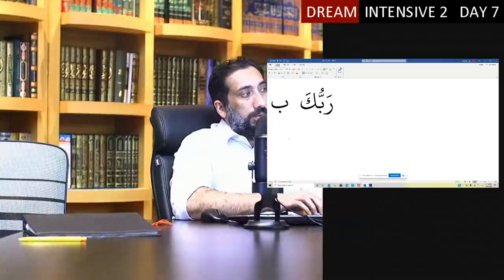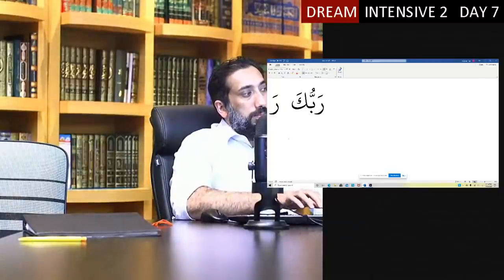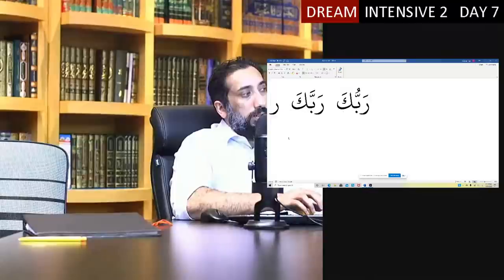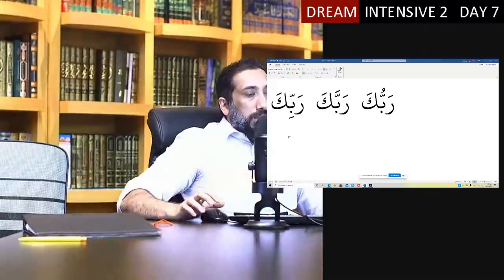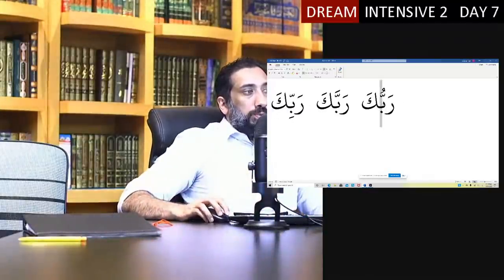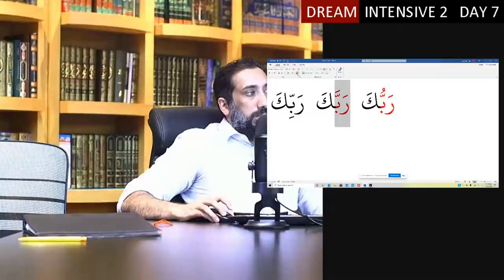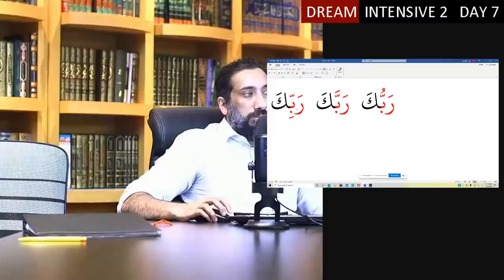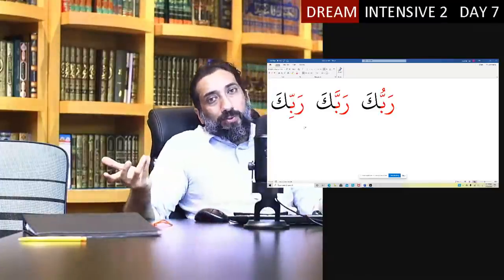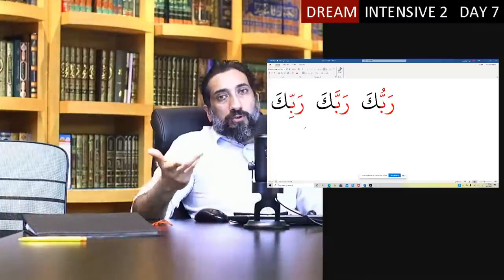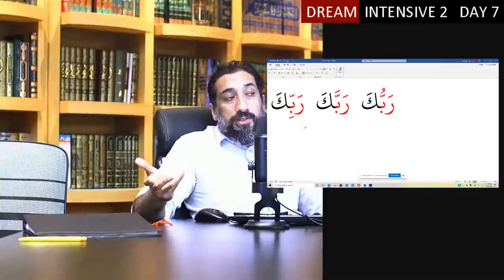Rabbuka, Rabbaka, and Rabbika. Everybody should be able to tell that Rabbu was Rafa over here. Rabba was Nasab over here. And Rabbi was Jar over here. The Mudaf could be Rafa or Nasab or Jar. The Mudaf ilayh, the Ka, is always Jar, right? But the Mudaf could be any one of them, depending on what the speaker wants to say.